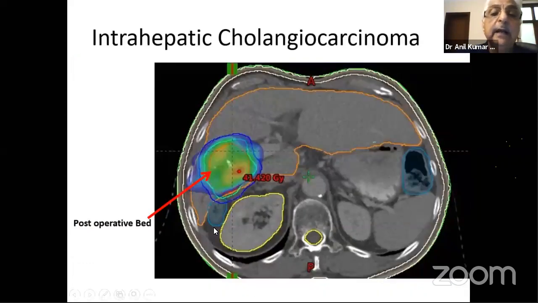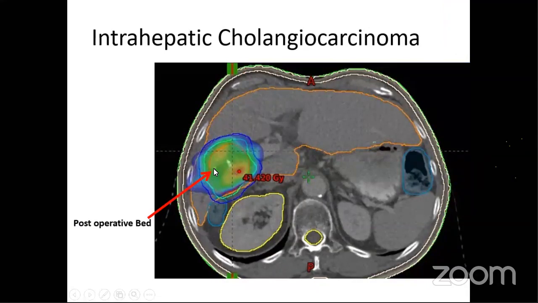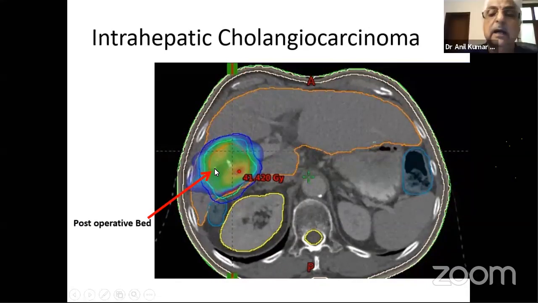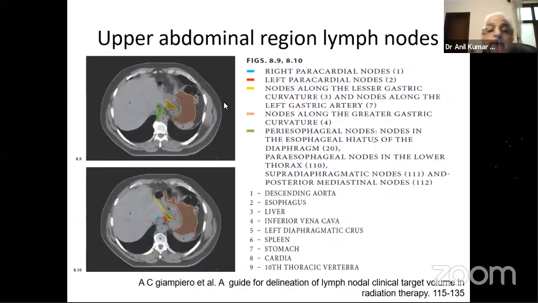So this is an intrahepatic cholangiocarcinoma, post-operative bed, which we treated about 2.5, 3 years back. So these are the hemostatic markers there. So this is the post-operative bed here. And you can see here again, the kidney and the liver concepts are still very valid, and we have to say liver because these are most of the time post-operative. So important. Now these are the lymph nodes.